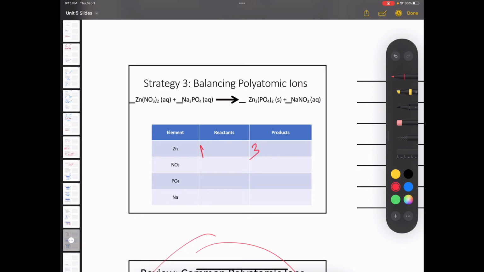For the nitrate, again, I'm taking everything inside the parentheses. So that makes it 2 of the nitrate, and that makes it 1 of the nitrate. For the phosphate, I have 1 of the phosphate, and I have 2 of the phosphate. For the sodium, I have, my parentheses here, I have 3, and I have 1.